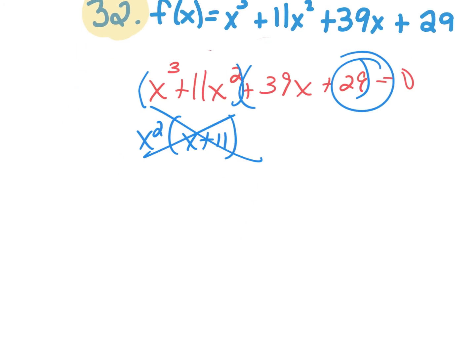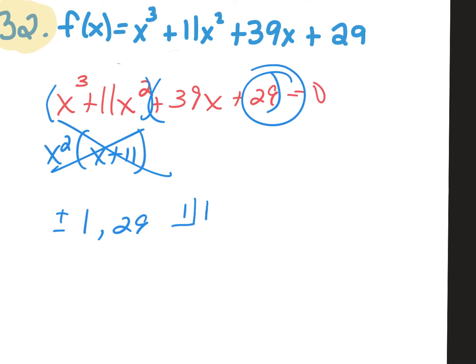Guys, before you start yelling at me and getting mad, there's only 2 factors of 29. It's 1 and 29. We have to account for positive and negative. You take the last term, you write out all the factors, you have to account for the positives and the negatives. So now we try our synthetic division. I personally always start with 1. Do what you want. If you don't want to, you start with whatever, but I just always start with 1.